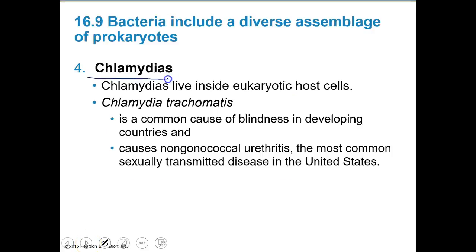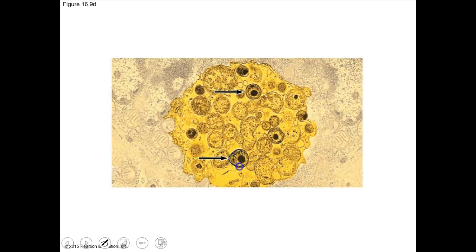Our fourth group is chlamydias. These live inside eukaryotic host cells. Chlamydia trachomatis is a common cause of blindness in developing countries, and it causes non-gonococcal urethritis. A lot of words, okay? It's the most common STD in the U.S., or I guess STI, sexually transmitted infection. All these guys tend to be parasitic and live inside eukaryotic host cells. That is our example. We can see them within the host cells there.